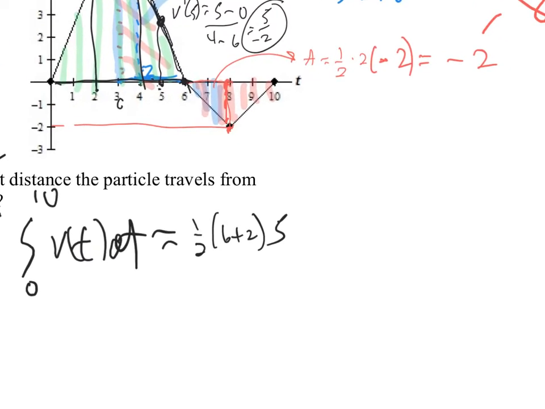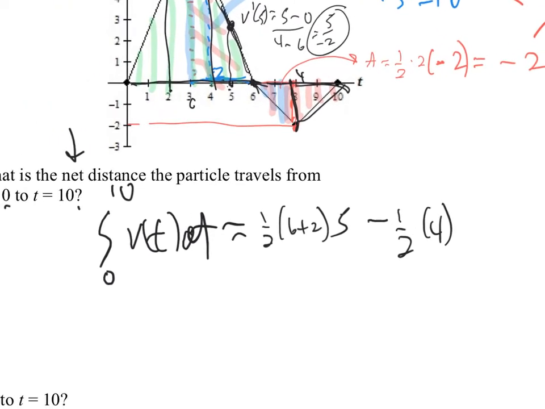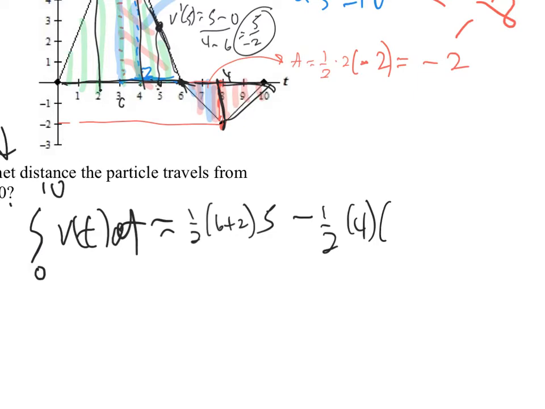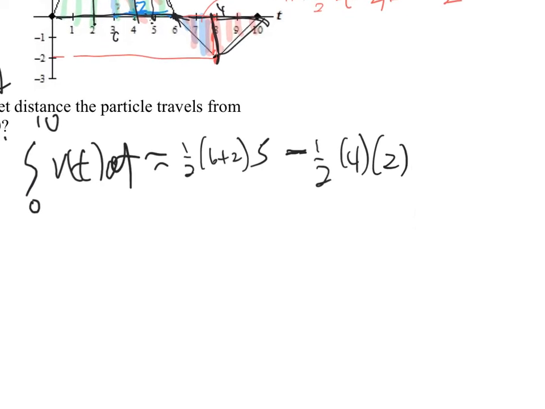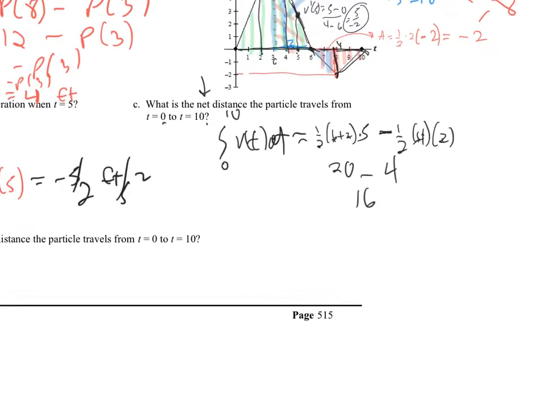Then this area is going to be a negative area, so I may as well take it 1/2. The base from 6 to 10 is 4 times the height. This is where your negative comes in. -2. But I already took the negative out here, so 2. 6 plus 2 is 8. Half of 8 is 4. 4 times 5 is 20. 4 times 2 is 8. Half of 8 is 4. 20 minus 4, 16. And our unit is feet.